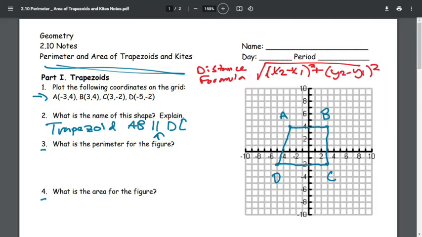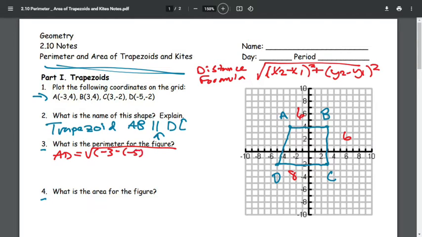So if I look at my trapezoid AB, for example, I can just count how many spaces there are between A and B, and that's going to help me figure out the length of it. So if I count, that's going to be 6. BC, if I count, that's going to be 6 as well, and then DC down here is 8. So that's 3 of my 4 sides already taken care of. So now it's AD that I'm going to have to use my distance formula on, because I can't just count the sides there. So I can get that thrown into distance formula, and that will get me my answer.